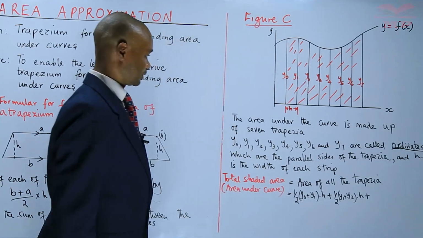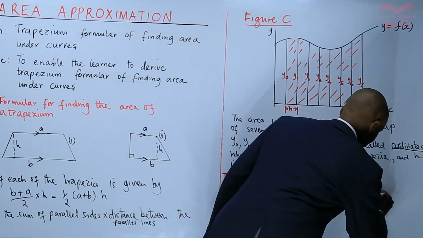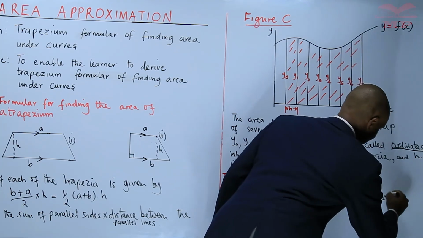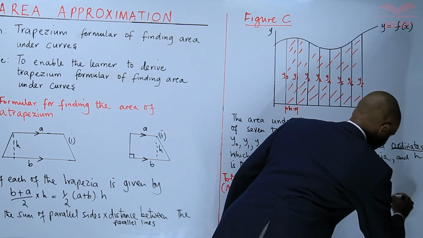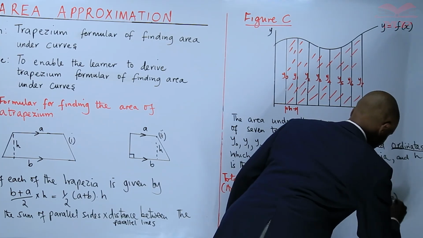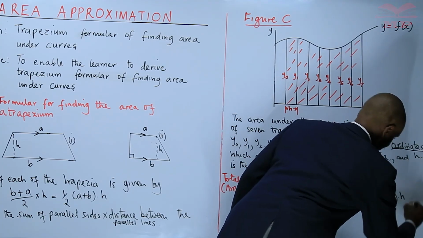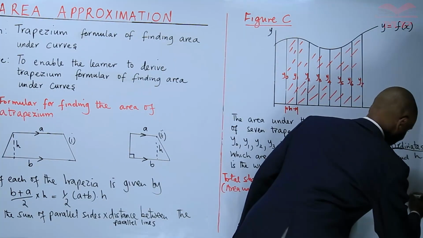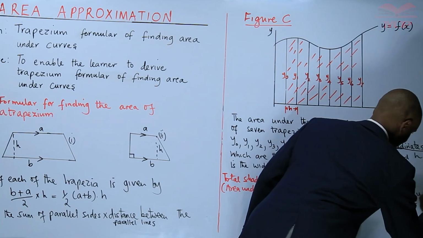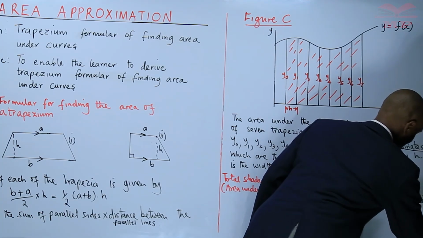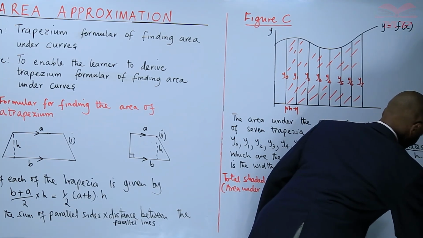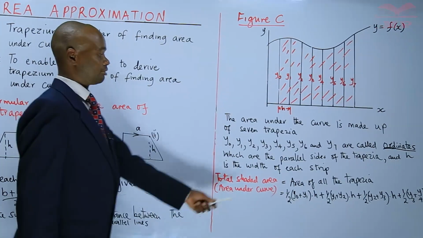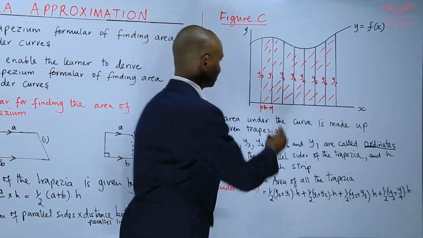We go to the third one, a half (y2 plus y3) times the height. We go to the fourth one, a half (y3 plus y4) times the width, a half sum of parallel sides times the distance between them.